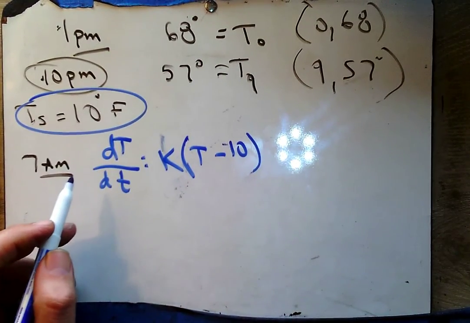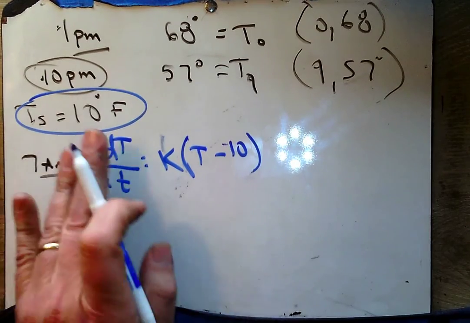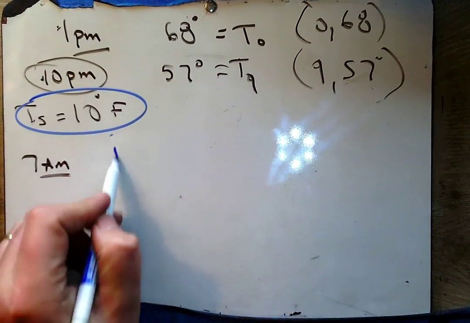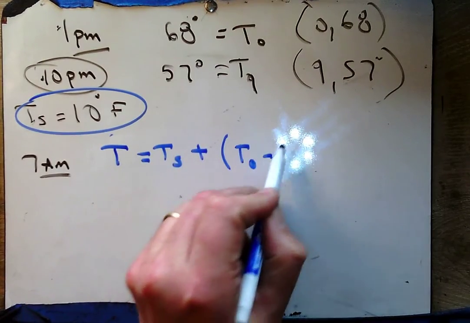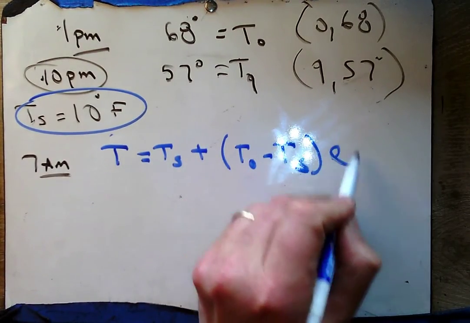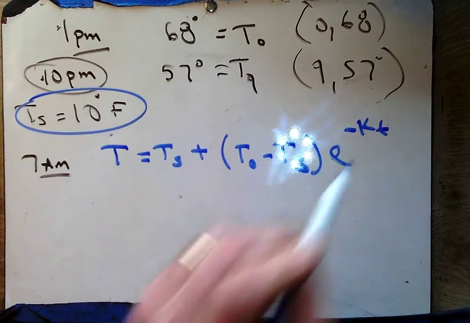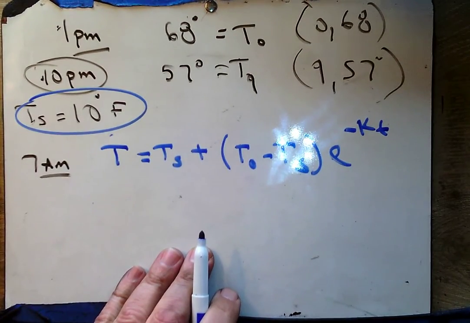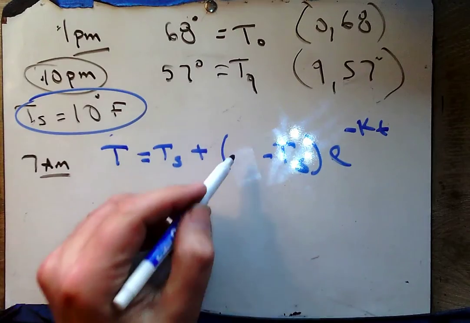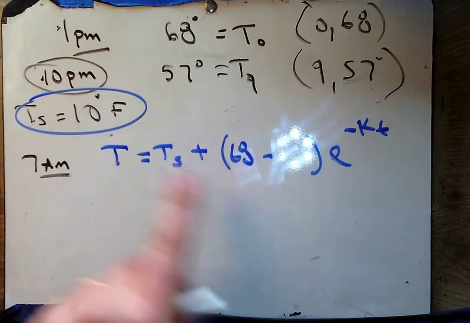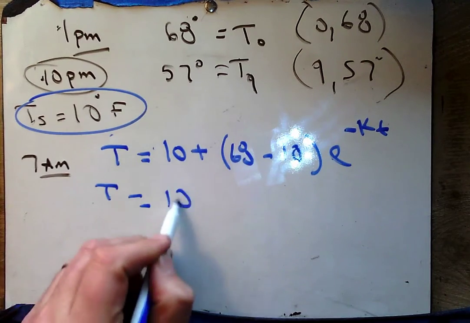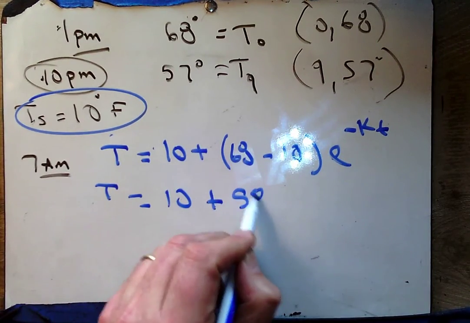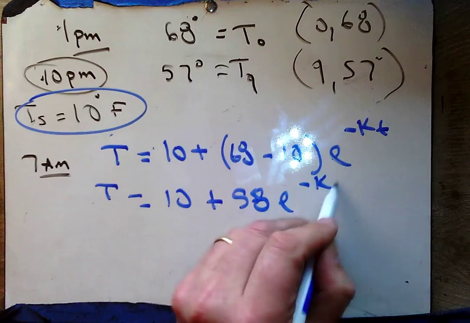And so when I plug values into Newton's law of cooling, I know that T equals T sub S plus (T sub O minus T sub S) e to the minus kt. Great. We know that T sub O is 68. We know that T sub S is 10. And so I get T equals 10 plus 58 e to the minus kt.